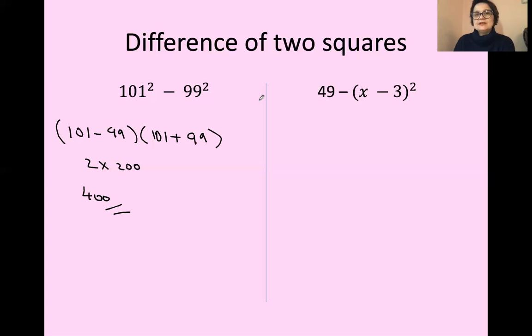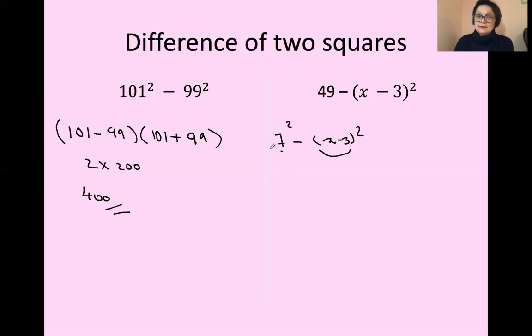Next question is 49 take away x minus 3 to the power of 2. So we have 49, and we know 49 is the square of 7, so we rewrite this as 7 to the power of 2. And the next one actually is the whole bracket. But it doesn't matter, we can still consider the whole bracket as one term.